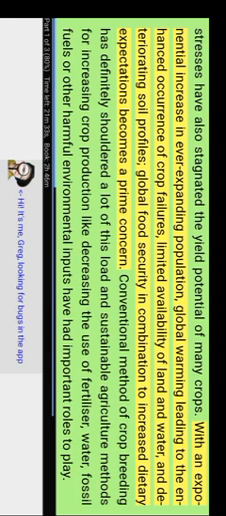With an exponential increase in the ever-expanding population, global warming leading to the enhanced occurrence of crop failures, limited availability of land and water, and deteriorating soil profiles, global food security in combination with increased dietary expectations becomes a prime concern.